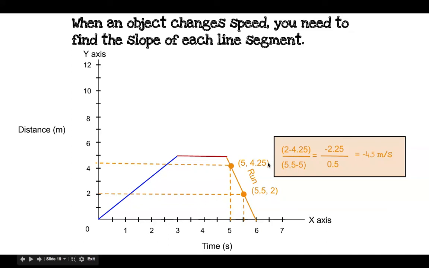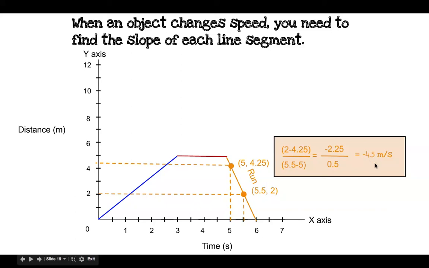So here's what this looks like. Here's y, that's y2 minus y1, 4.25, oh sorry, y2, 2 minus 4.25. Notice you get a negative number. And you've got x2 minus x1. So 5.5 minus 5 gives you 0.5. Okay? The only reason that it's a little strange is that there's a negative number. This is a positive, this is a negative. Negative divided by a positive gives you a negative.